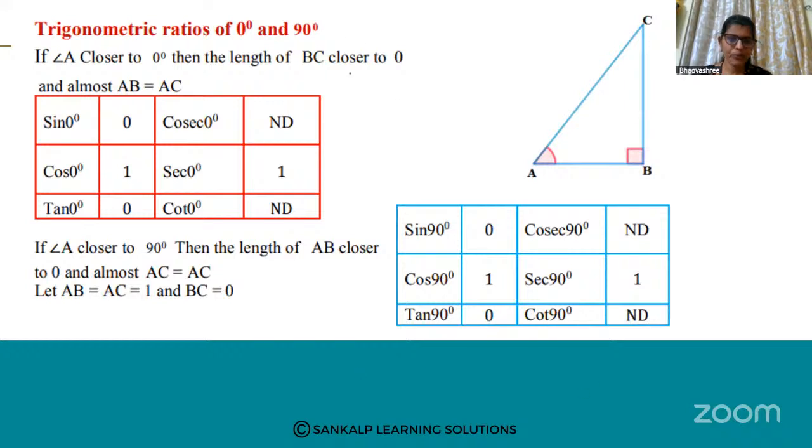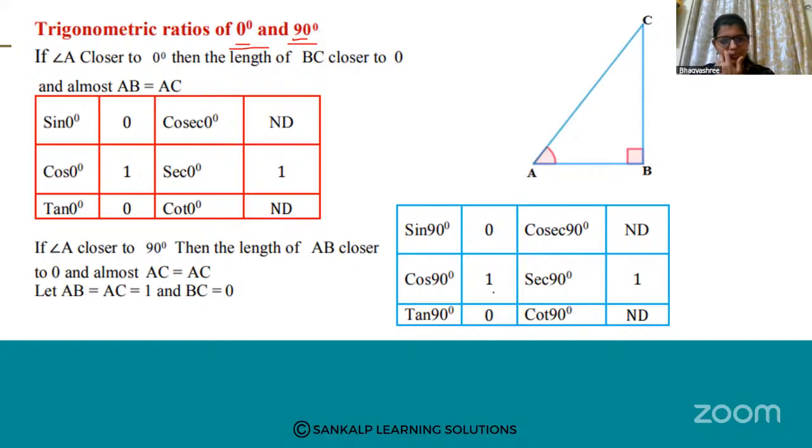Trigonometric ratios for 0 degree and 90 degree. So we have now seen 45 degree, 30 degree and 60 degree. Next is for 0 degree and 90 degree. Now look carefully. As angle A gets closer to 0 degree, the length of BC gets closer to 0. The length of BC becomes closer to 0 with respect to AC. So closer to 0 means AB is equal to AC. So BC is like this, AB is like this. Closer to 0 means exactly AB is equal to BC.